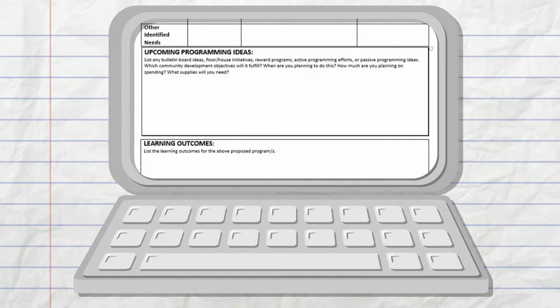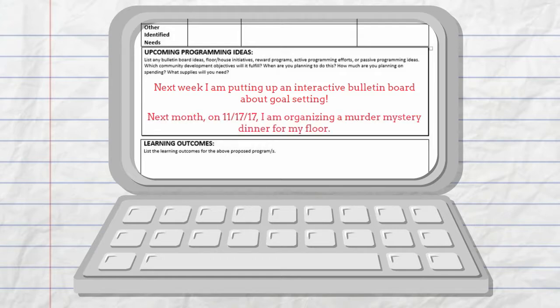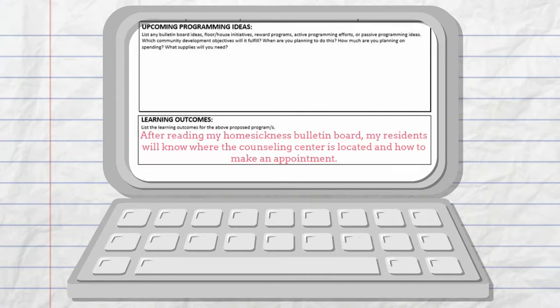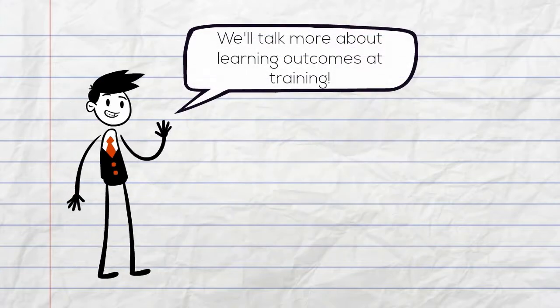As you can see, the next section is called Upcoming Programming Ideas. This is where you share all of your awesome ideas with your AC, like the bulletin board you're planning to put up next week, or the murder mystery dinner you're planning for next month. Below this is a section for learning outcomes. In case you aren't familiar, learning outcomes are those things which we expect our residents to do after an activity, event, reading a bulletin board, etc. We will talk more about these later, but note that this is where you will put the learning outcomes for all of your programming efforts.